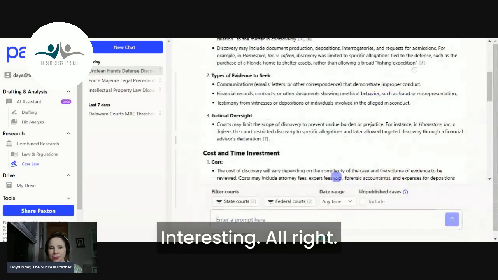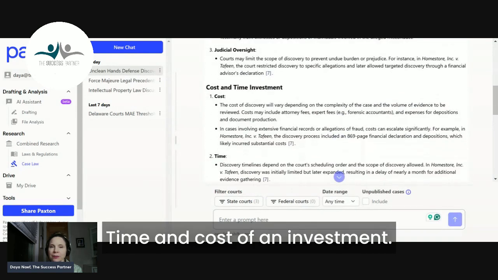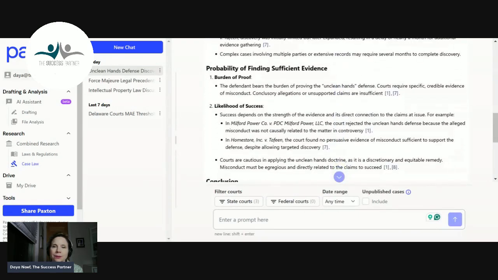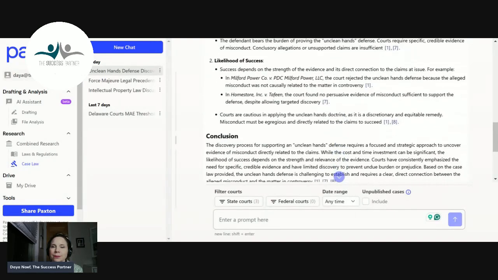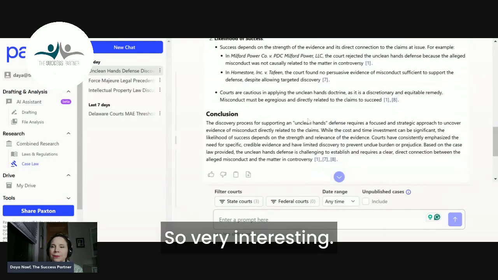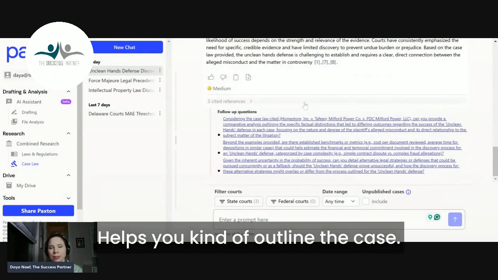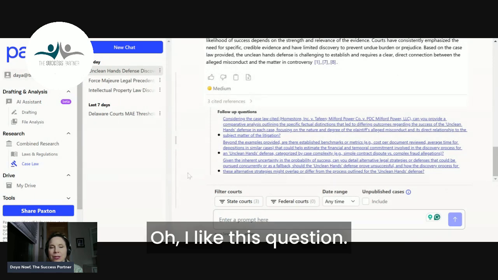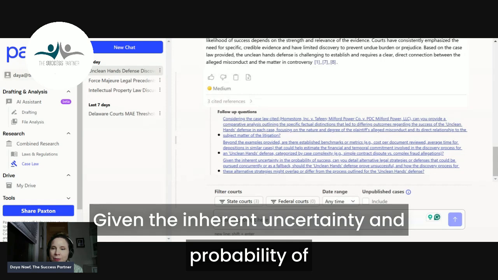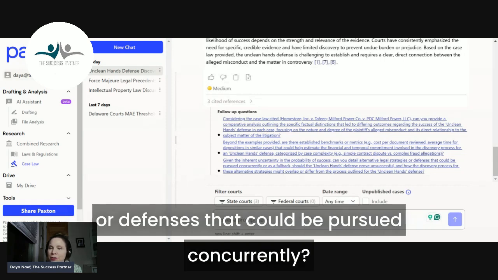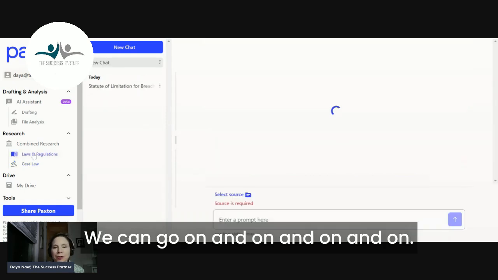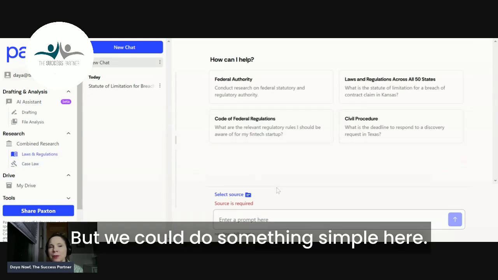Interesting. All right. Time and cost of investment, timelines. So very interesting. Helps you kind of outline the case. Oh, I like this question. Given the inherent uncertainty and probability of success, can you detail alternative legal strategies or defenses that could be pursued concurrently? Interesting. All right. So I'm not going to dive into all this. I can go on and on and on and on. But we could do something simple here.